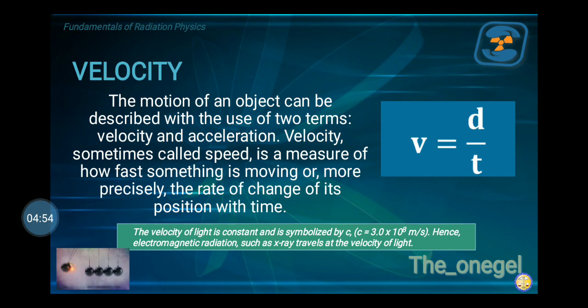So velocity, sometimes called speed, is a measure of how fast something is moving, or more precisely, the rate of change of position with time. As you can see in our equation, we have the formula: velocity equals distance divided by time. Also, it says here that the velocity of light, which is more applicable to radiological science, is constant and is symbolized by small letter c, the speed of light constant in a vacuum, which is equivalent to 3.0 times 10 raised to 8 meters per second. Hence, electromagnetic radiation such as X-rays travel at the velocity of light. So that's one important factor to consider, velocity in the branch of diagnostic radiography.